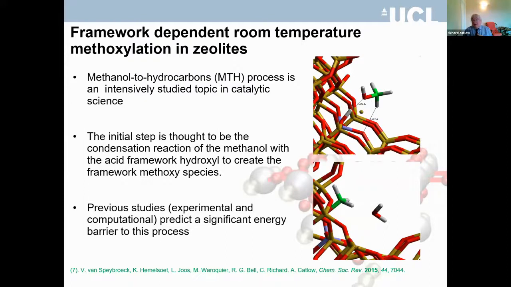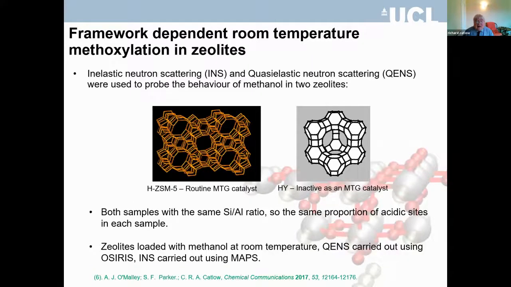And you have an SN2 reaction in which one of the oxygens in the framework reacts with the methanol, and you get a surface methoxy. Now, that's been discussed in the literature, but no really absolutely direct evidence. Anyway, this work looked at these two catalysts: HZSM5, a routine methanol to gasoline catalyst, and zeolite Y, inactive as an MTG catalyst, but of course hugely commercially important as a cracking catalyst.